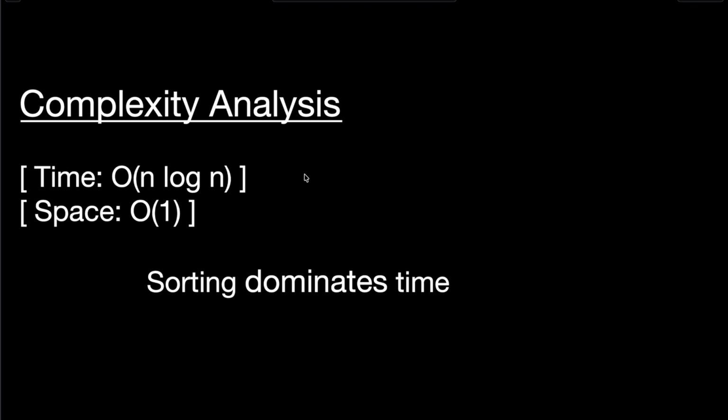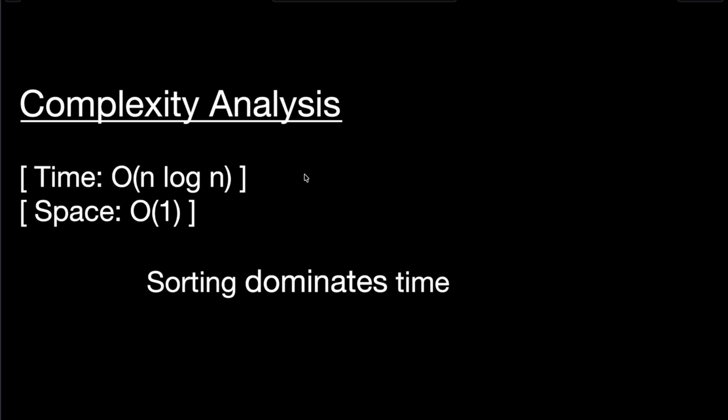Now let's see the complexity analysis for this one. Since it is a linear traversal, it will be O of n log n because it takes n log n time to sort a given array. And the space is O of 1 since we are not using any extra data structure here.